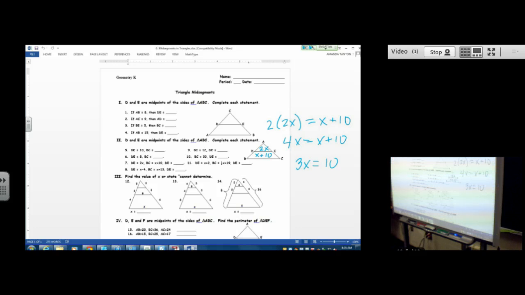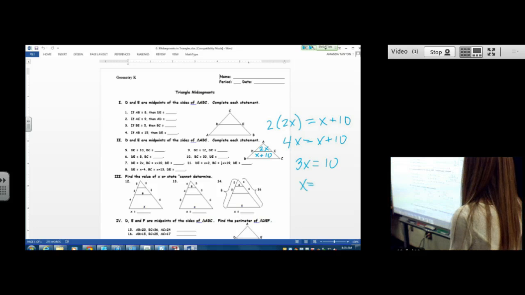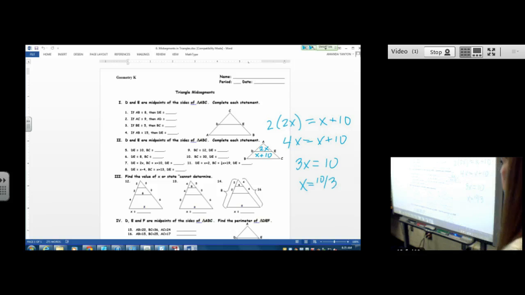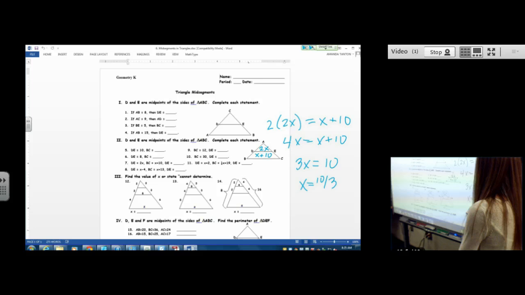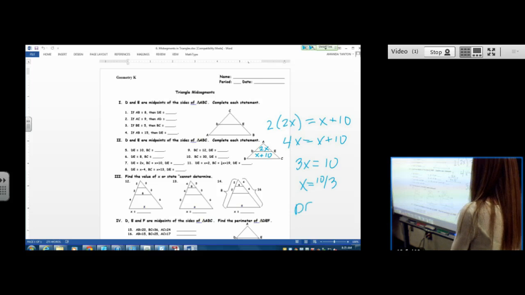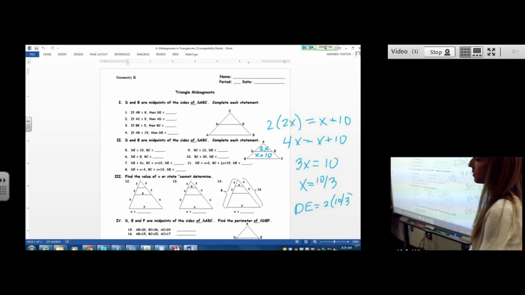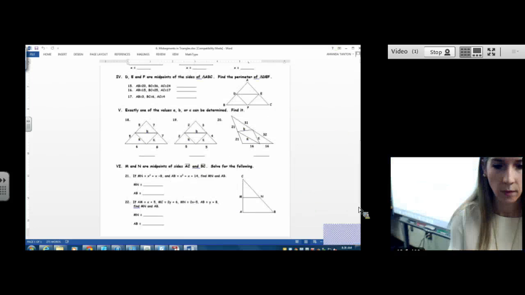Okay, so x is 10 thirds. It wasn't asking for x, it was asking for DE. So we plug it in. DE is 2x, so 2 times 10 thirds. So DE is 20 thirds.